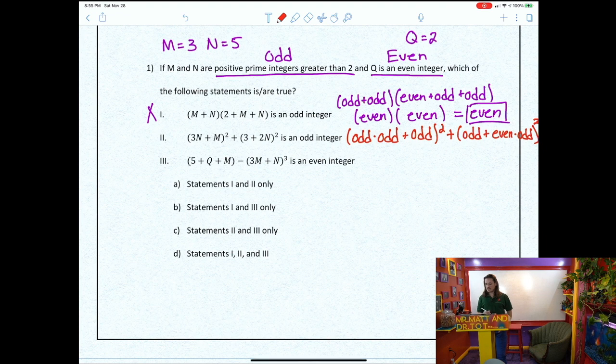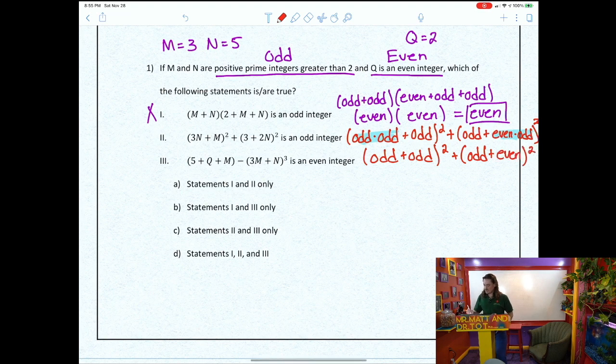An odd times an odd, we're going to do the multiplication first. So we're going to do an odd times an odd and then the even times an odd here. So an odd times an odd is going to be odd. So we're going to have an odd plus an odd quantity squared. Just going to bring that odd down for now. An even times an odd is going to be even, quantity squared.